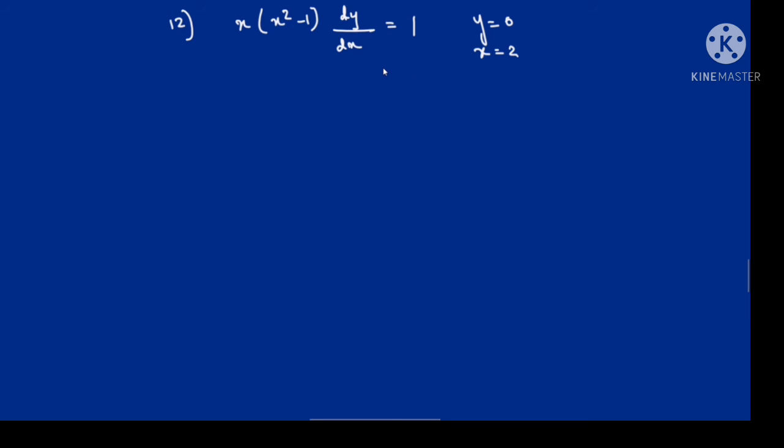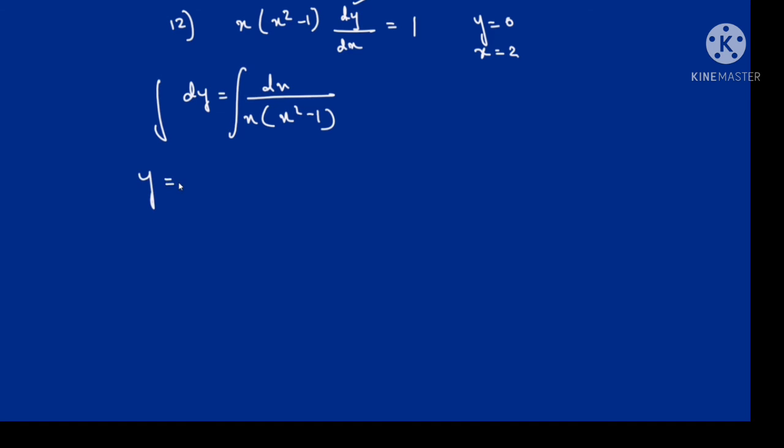So we have to find the particular solution. First let us find the general solution. For that you separate the variables. You have dy here, take dx to that side. So dy is dx by, bringing these terms down, x into x square minus 1. Integrate now. The integration of dy is y.